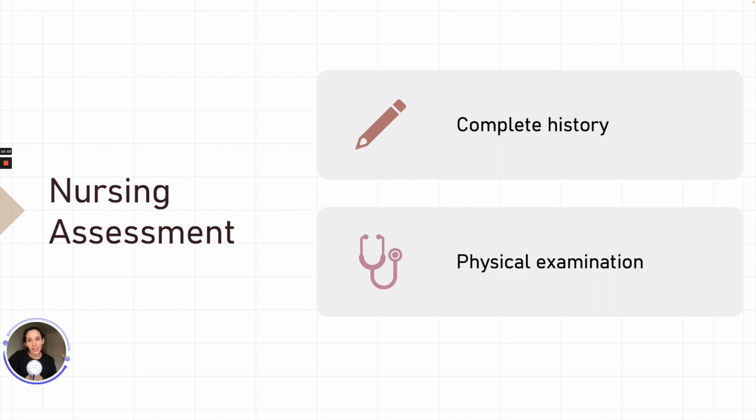So our nursing assessment should include getting a complete history of the past and present medical conditions for the patient. We should also be looking at a physical examination. So sometimes TB patients lose weight dramatically and show the loss in physical appearance.